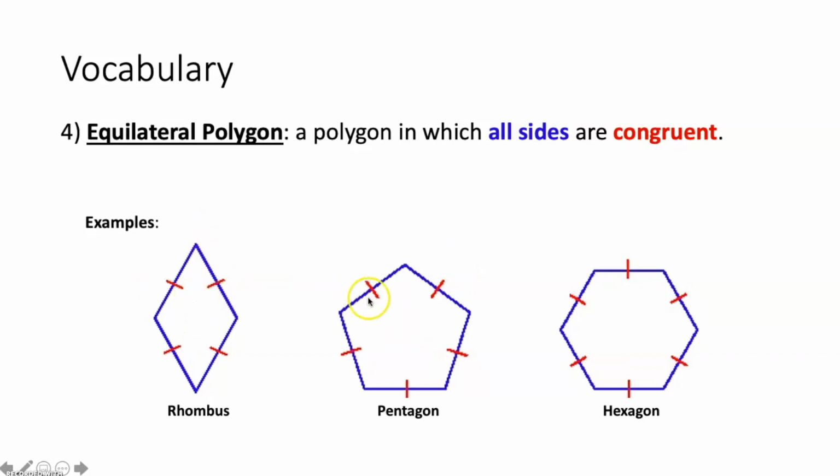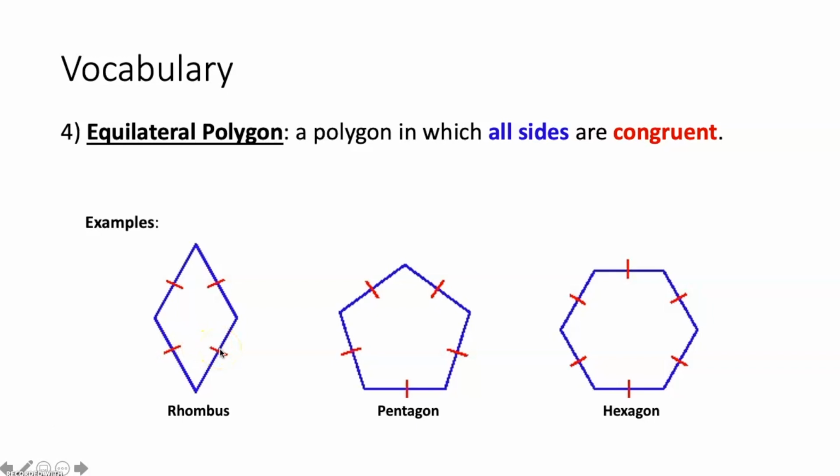Here you can see that all of these sides in each of these polygons are congruent. This polygon right here is an equilateral hexagon because all the side lengths are congruent. And you know that because each has the same amount of tick marks. Over here, we know this is an equilateral pentagon because all the sides are congruent. And we know that because they all have the same amount of tick marks. We have an equilateral rhombus, same thing. The same amount of tick marks on each side lets you know that each side is congruent to the other.